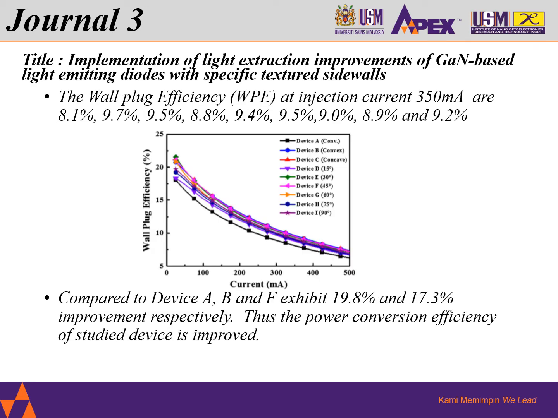On this slide, the wall plug efficiency at the injection current of 350 milliampere is shown. The graph below also shows the measurements from device A until device I. Compared with device A, devices B and F increased with 19.8% and 17.3% improvement in wall plug efficiency. The power conversion efficiency of the studied devices is improved.